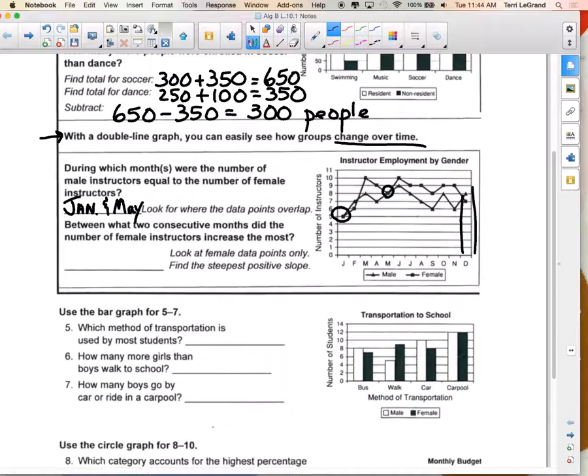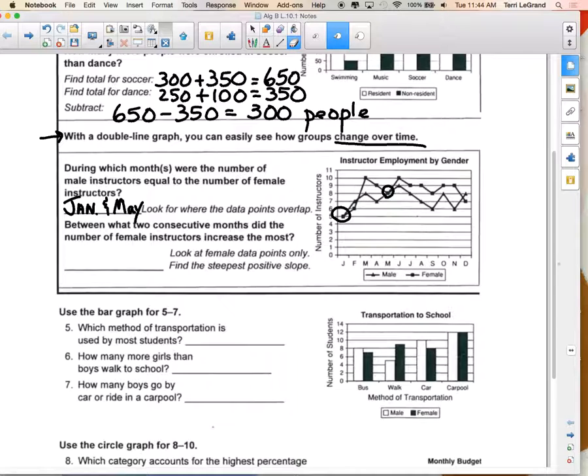Okay, between what 2 consecutive months did the number of female instructors increase the most? Female instructors, which line are we going to look at? The one with the squares on it. From February. What does consecutive mean? Over a period of time. No. What does consecutive mean? Continuously. What's that mean? If we want consecutive months, they have to be one right after the other. Yeah, so that's kind of what I think you mean by continuously. Give me an example of consecutive months. February, March, and April. Yeah.